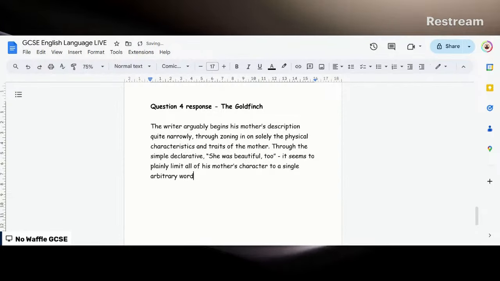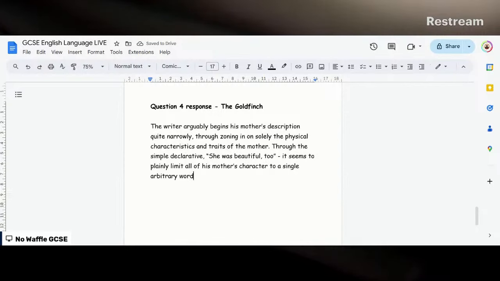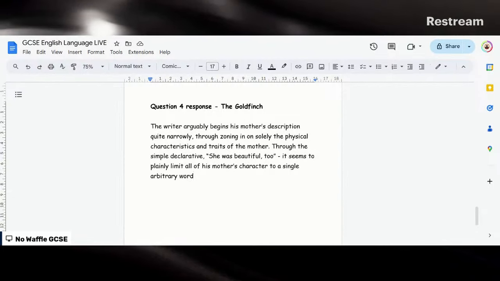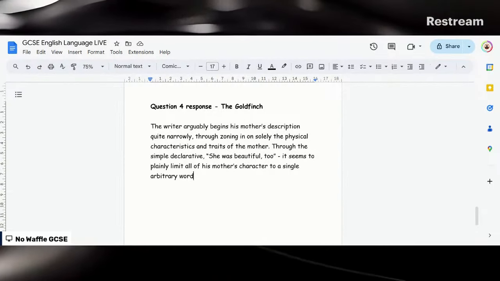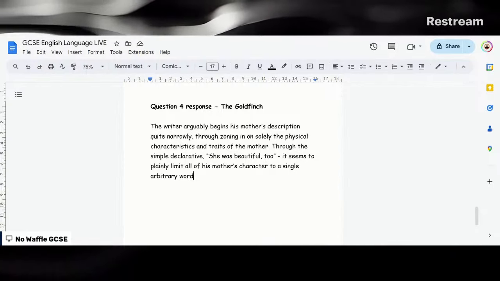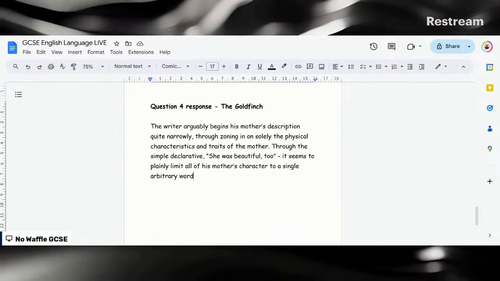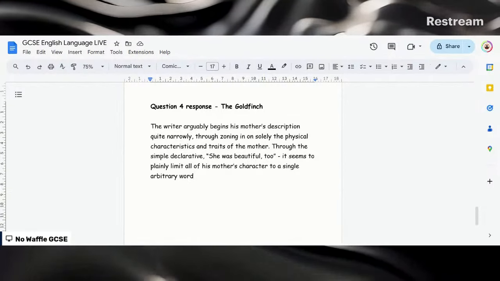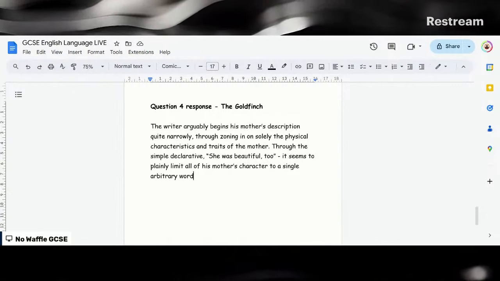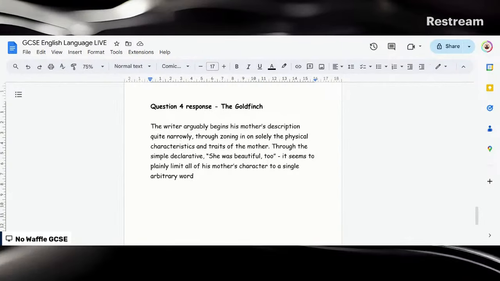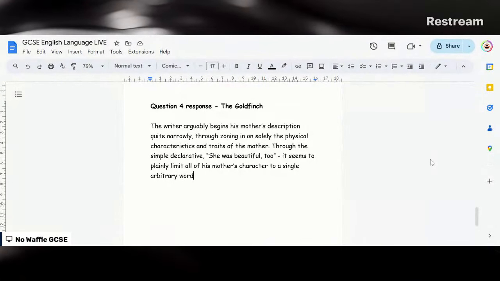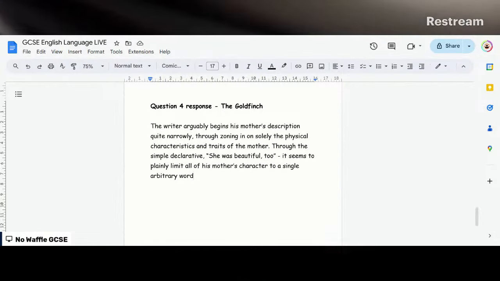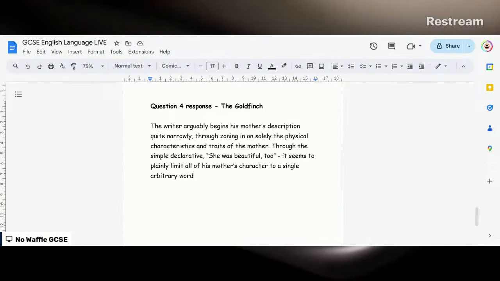So arbitrary is a useful term to use, especially in English language. Arbitrary means it's general, it's not specific, it's very like it could mean anything. So beautiful is a very arbitrary term. Food could be beautiful, your relationship can be beautiful, a person can be beautiful, it's really overused. So it seems to plainly limit all of his mother's character to a single arbitrary word. Now, why are we criticizing the writer? Well, remember, we've got the statement, which is suggesting that the mother is creating a character that's so realistic. So in this case, we're starting with the disagreeing point, which is perfectly fine.